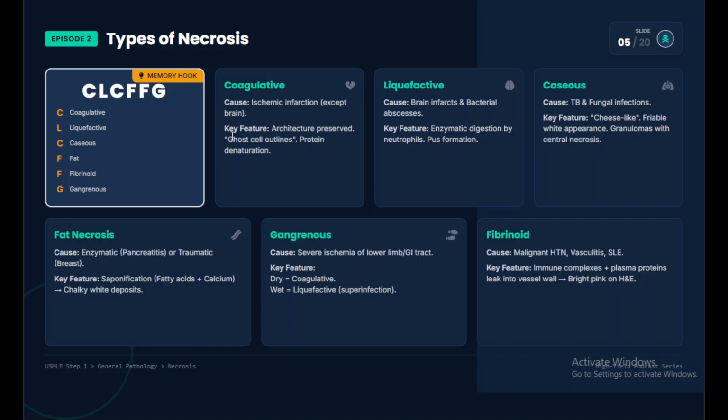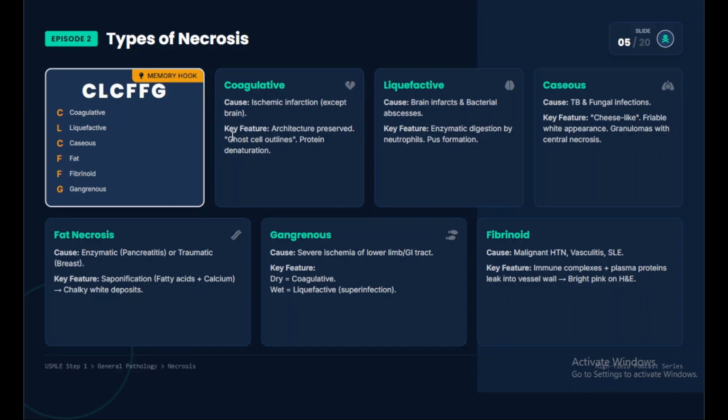So let's talk about brain infarction here. Brain is unique in ischemia, because if there is ischemia in the brain, it will lead to liquefactive necrosis rather than coagulative necrosis. That's why brain is unique in ischemia. Brain is a very unique organ.